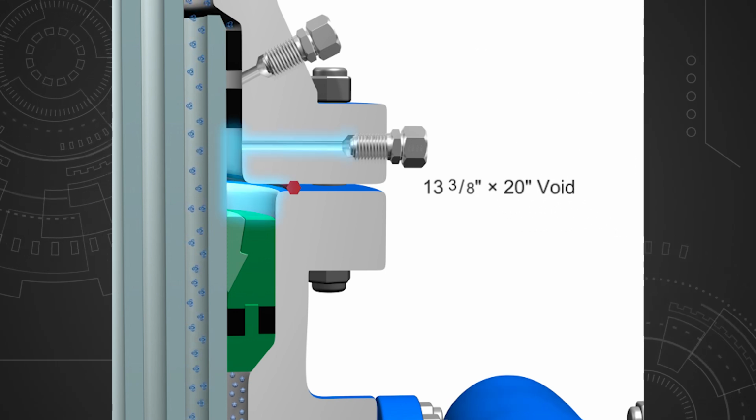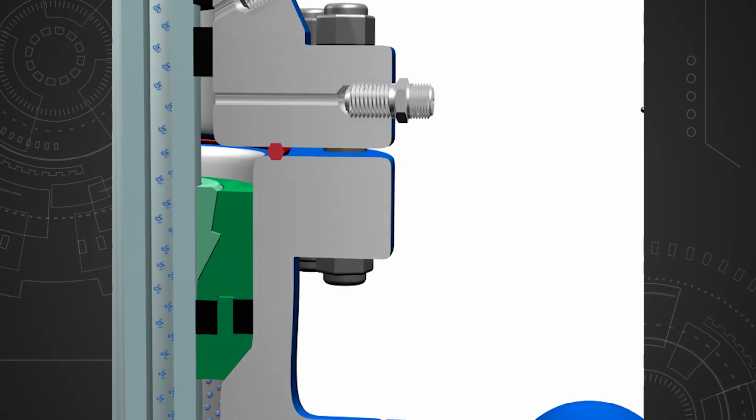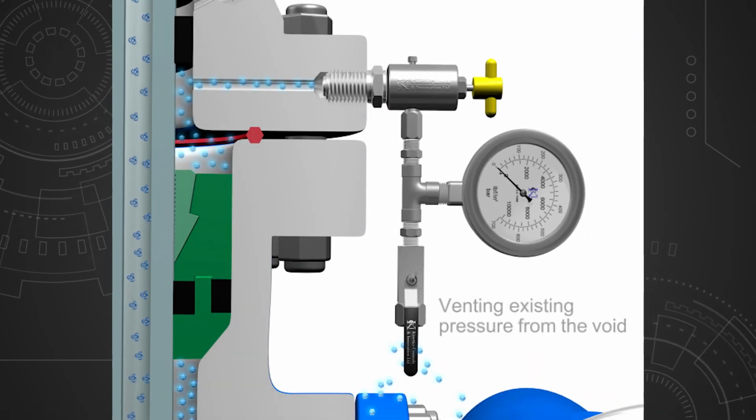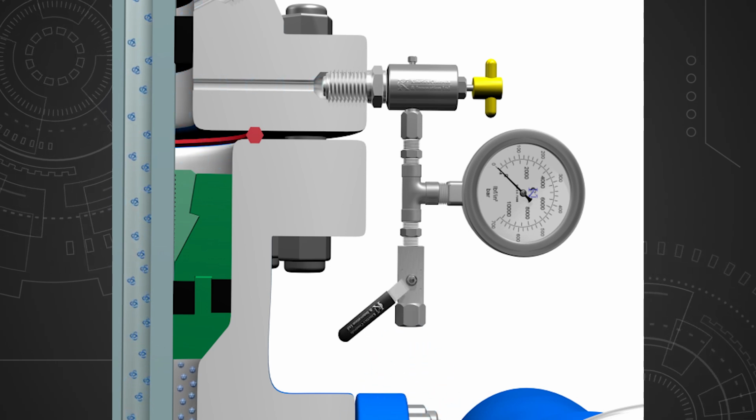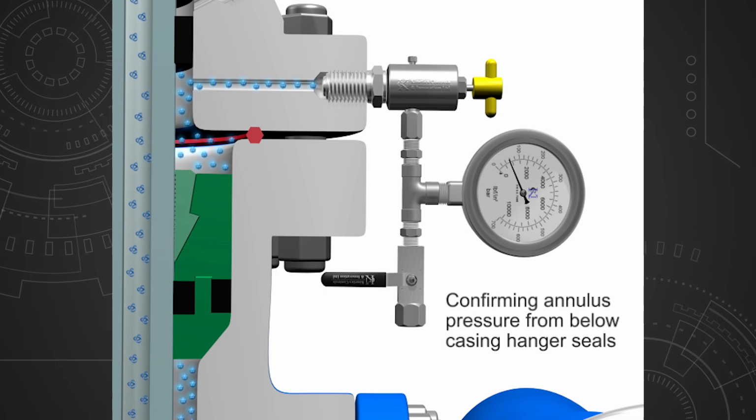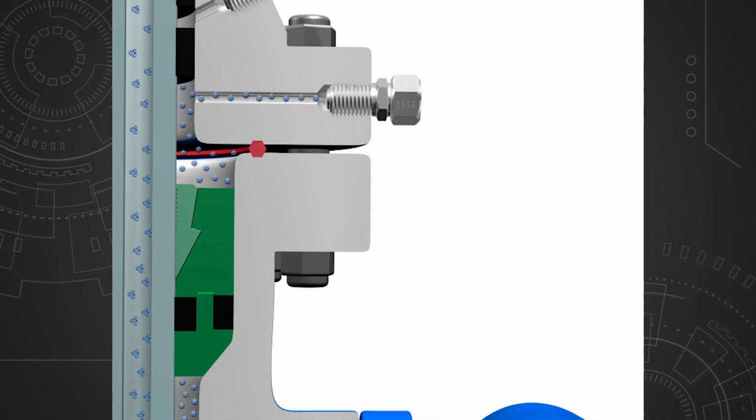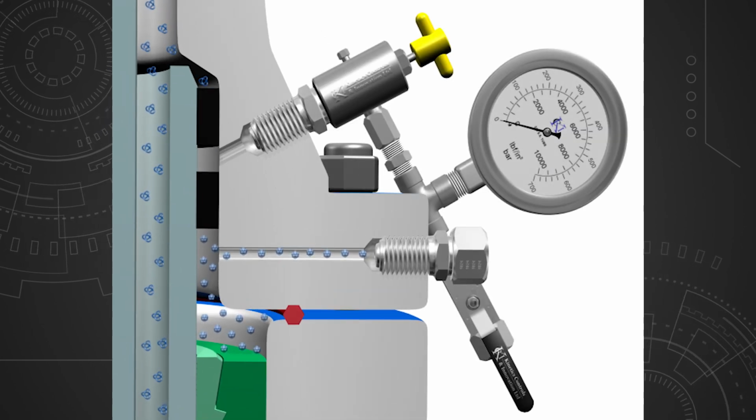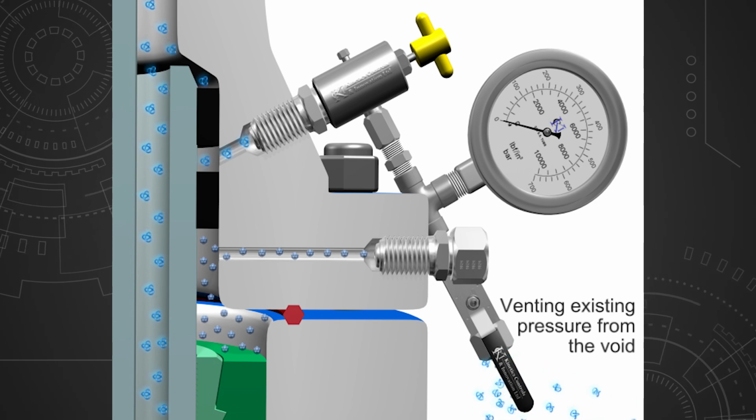Sting the 13 3/8 casing hanger void and vent any residual pressure. Allow the void to pressure up so we can understand where the leak is coming from. As 800 psi has built up in the void, this confirms that the leak is from the casing hanger seals below. To verify the leak path, we sting the neck seal cavity.